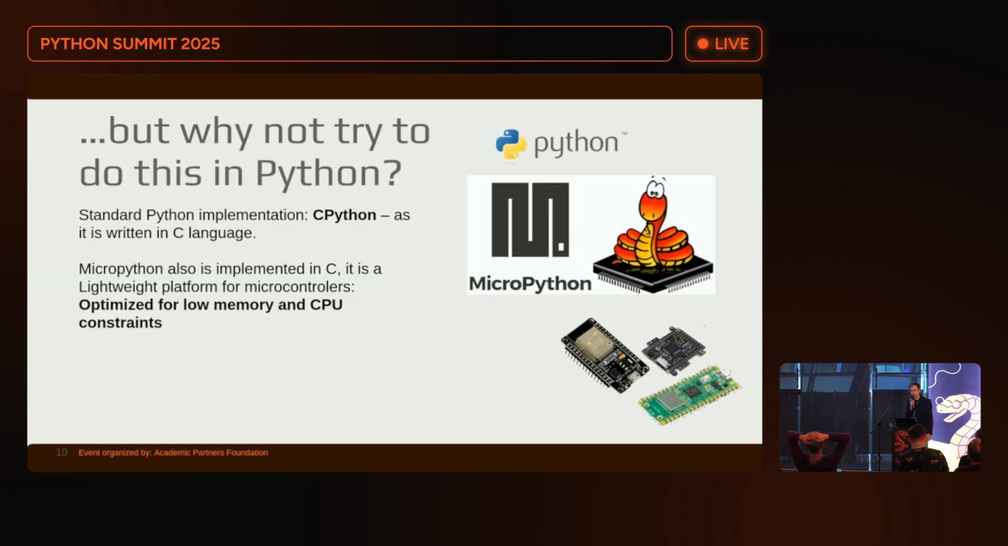But still, why not try this in MicroPython? Okay, so as I have said, MicroPython is optimized for small devices, so it is light. And if you compare the size of the projects, CPython, the standard Python implementation, is 1.2 million lines of code, while MicroPython is much smaller, that is 70 kilobytes of code.